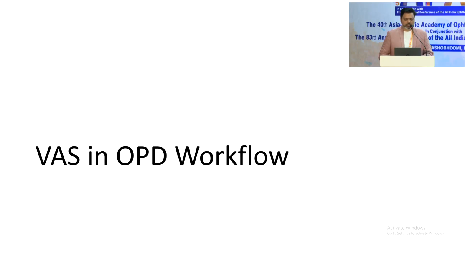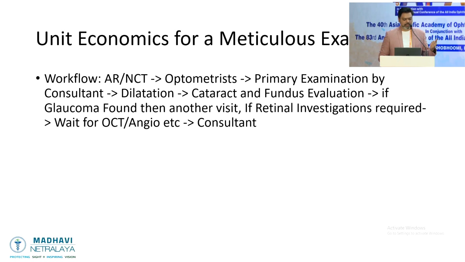Now coming to VAS in OPD, I bought a machine that cost me around 70 lakh rupees. It's the Clarus 700 wide field imaging. But I saw the patient had to wait 4 hours in my OPD, and most of the time was waiting, because they had to go to the optometrist, then wait, then primary examination by the consultant, then dilatation time of 1 hour, then cataract and fundus evaluation, then glaucoma visit, retina investigation. Then again they had to wait to have another talk with me. 4 hours of waiting time.